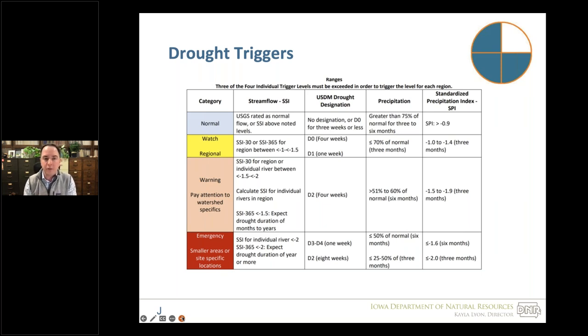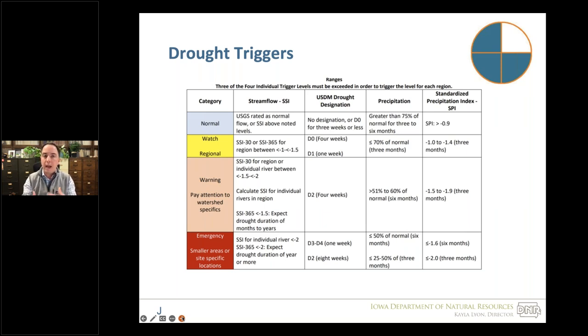Again, the four indices: the SSI, the U.S. drought designation, percent of normal precipitation, and then the standardized precipitation index. So we've built out these triggers specifically for each of the categorizations. Now, for those on the webinar that are familiar with the drought monitoring process, we like to see a convergence of evidence. We have multiple moisture variables, surface moisture variables, that we would like to see move towards one direction. Are we moving towards D1, D2? Are we moving out of D1, D2?